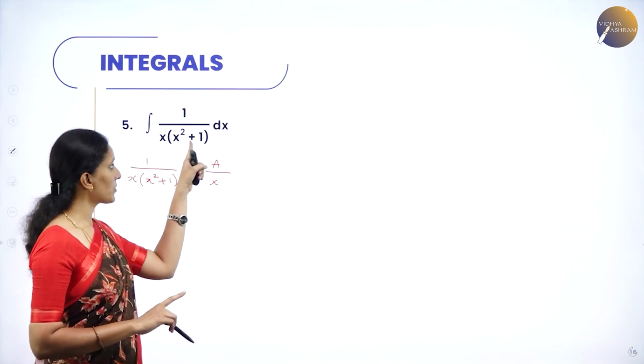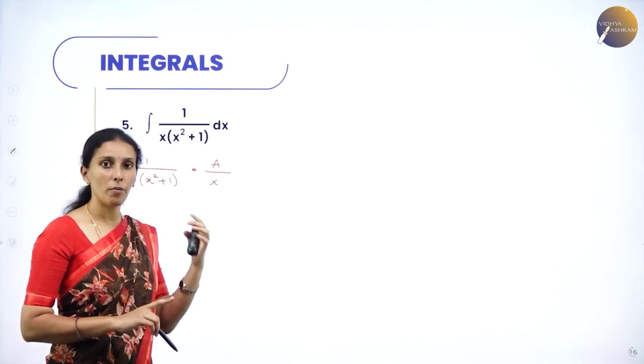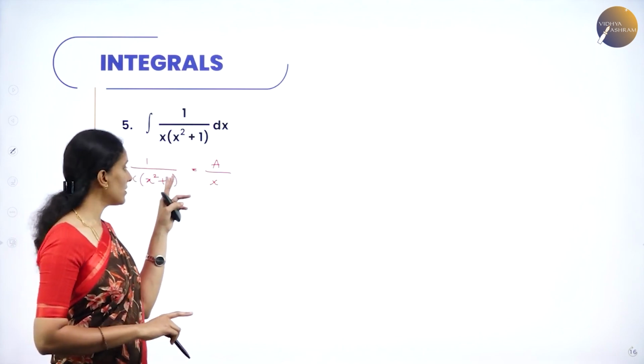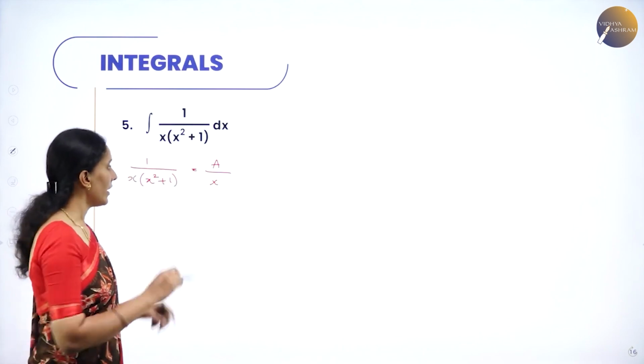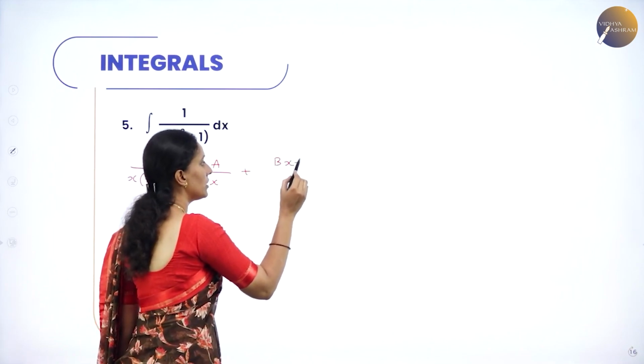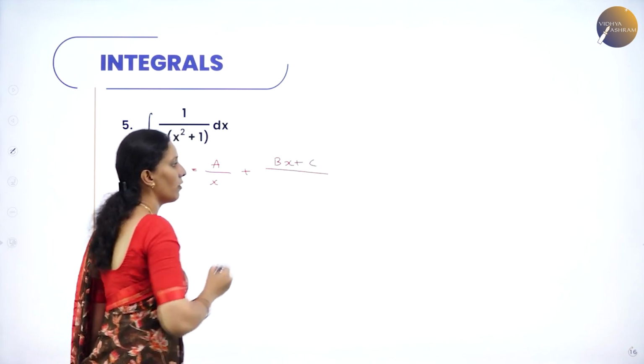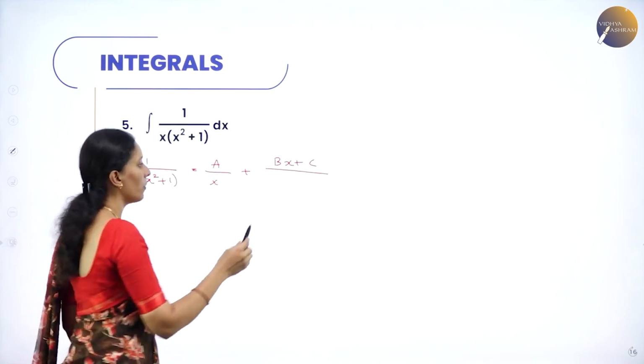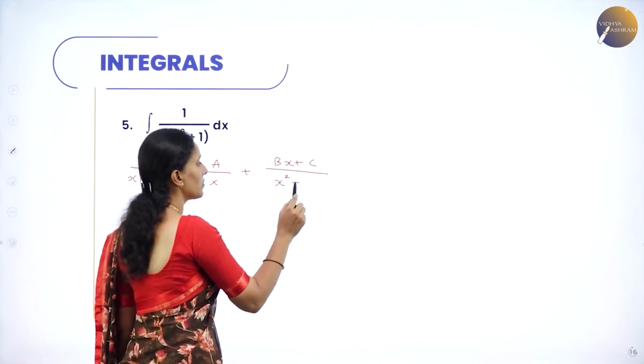If it were in the form of x square minus 1, then I would have written it in the form of x plus 1, x minus 1. But this is not possible. So whenever it is not possible, we use this method. We write the numerator in the form of bx plus c and the denominator as x square plus 1 only.